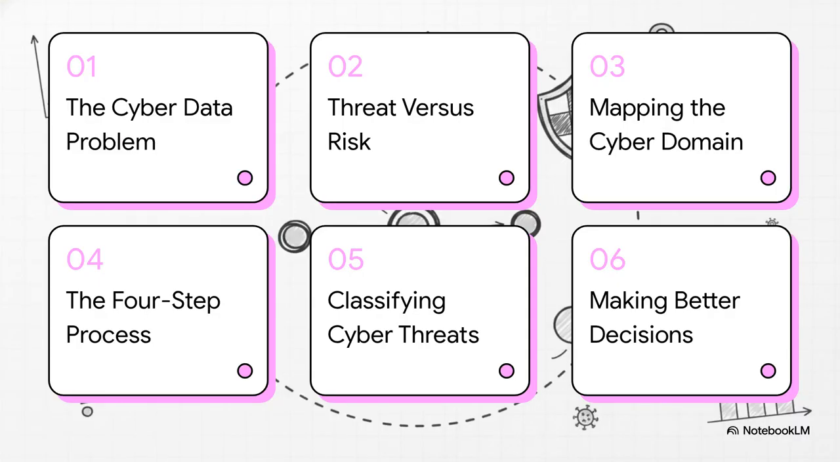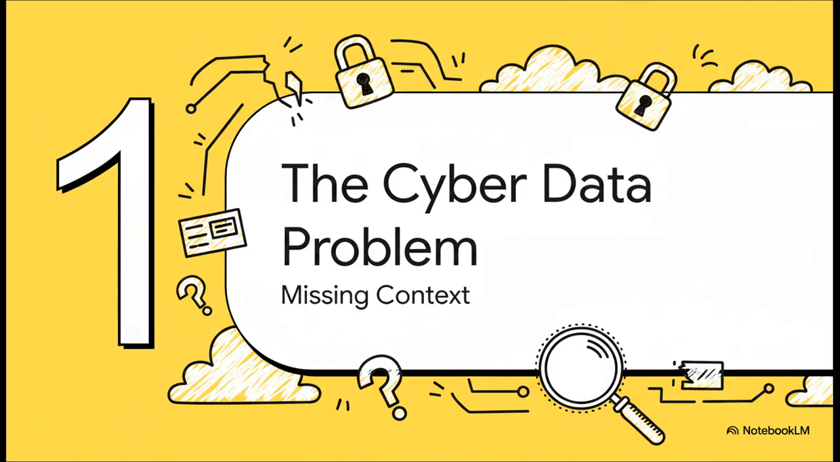First, we'll hit the cyber data problem, then threat versus risk, mapping the cyber domain, the four-step process, classifying those cyber threats, and finally, making better security decisions. Let's dive in. Okay, Section 1, the cyber data problem, or really the issue of missing context.